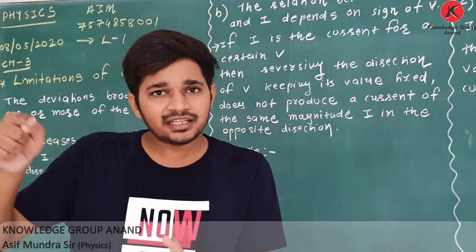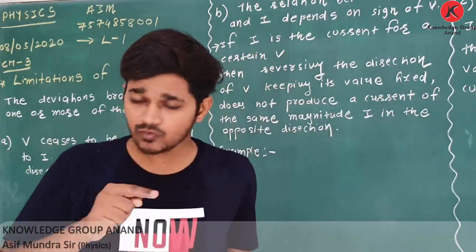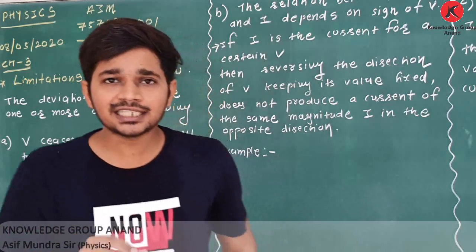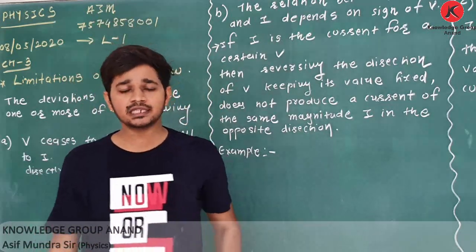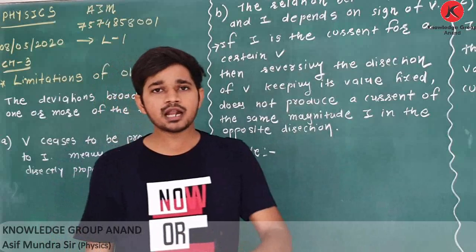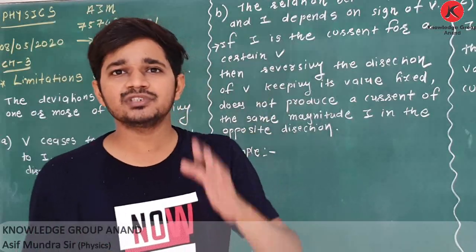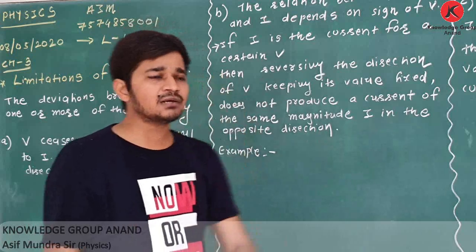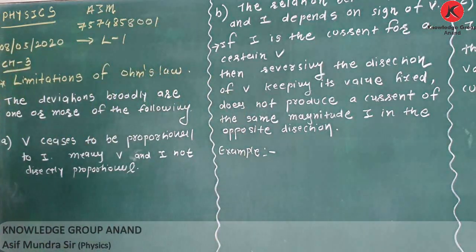As V increases, I increases. The graph is also linear, and such devices are called ohmic devices. But there are many other devices which do not obey this law. Here we have to discuss some points: the limitations of Ohm's law. The deviations are broadly one or more of the following.